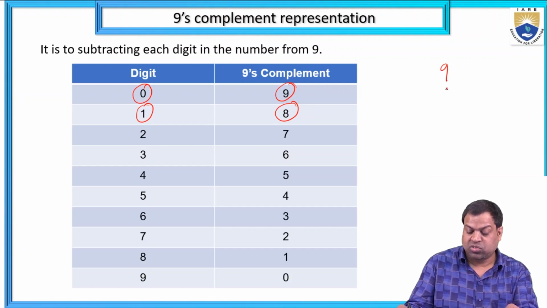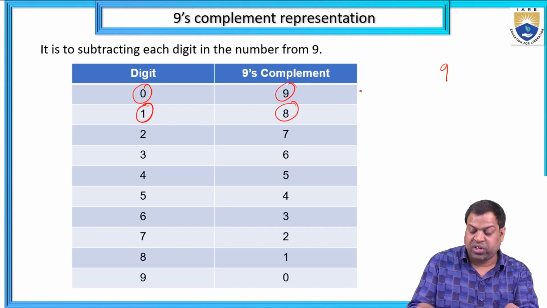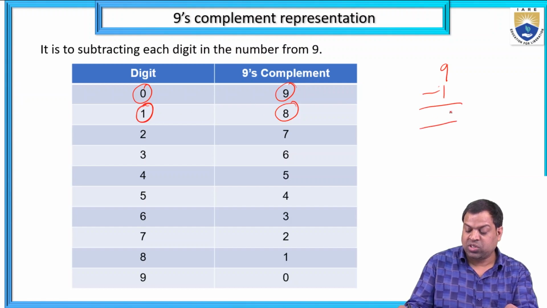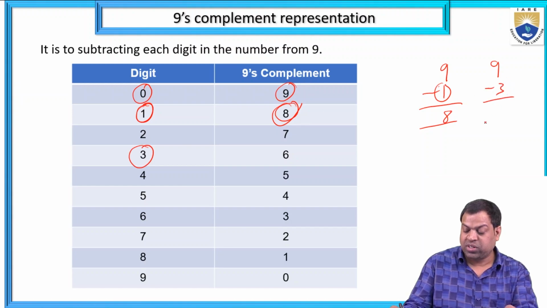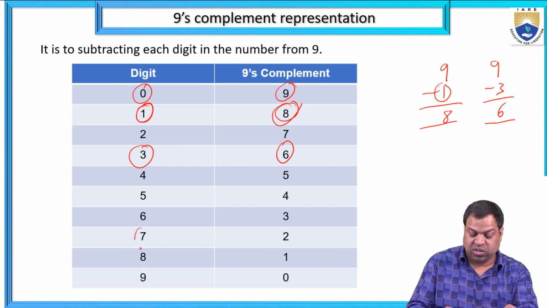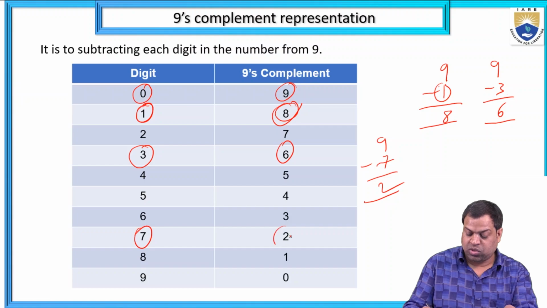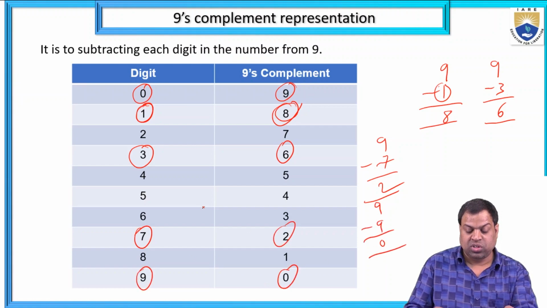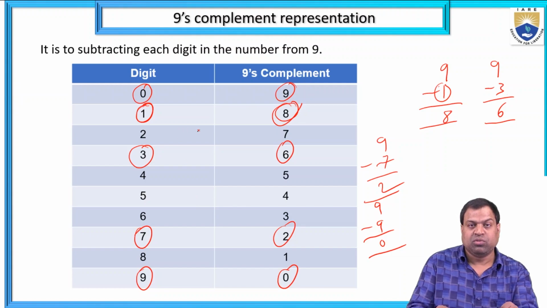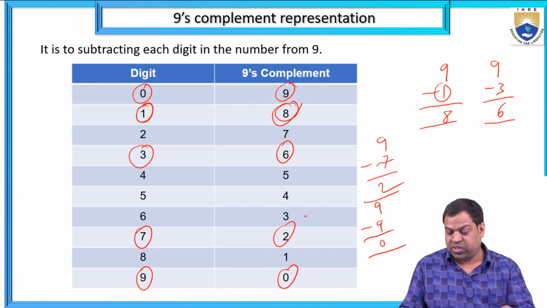How is it possible? For 9's complement, I am taking 9. What is the input value here? 9 minus 1. What is the value? 8. So 9's complement of 1 equals 8. I am taking 9 here because it is 9's complement. What is the 3 value? 9 minus 3, how much? 6. Take one example, 7. 9 minus 7 is 2. Here 9 minus 9 is 0. So we are subtracting from the original digit values, and those values are called 9's complement.